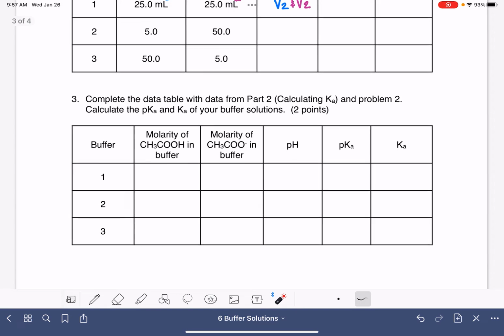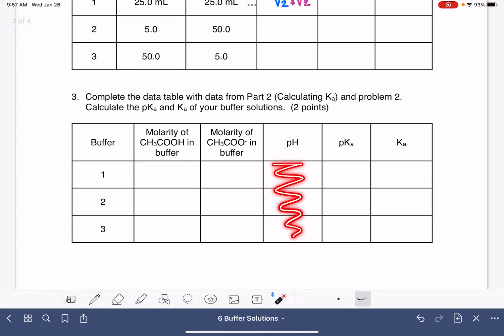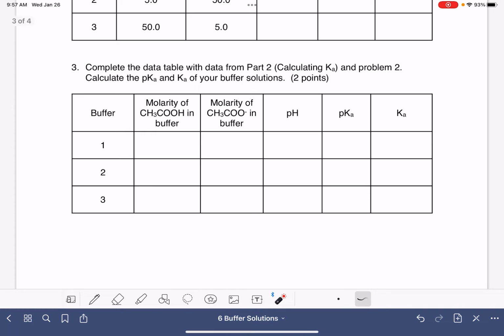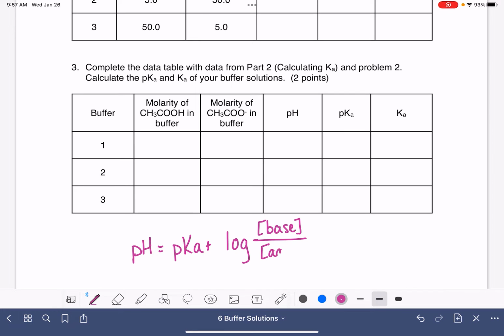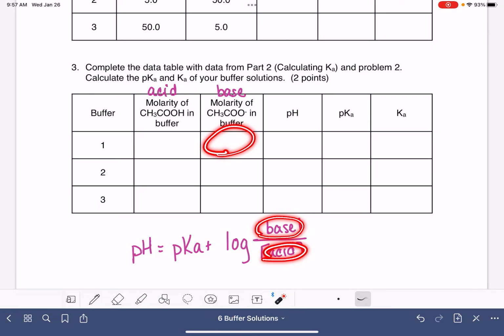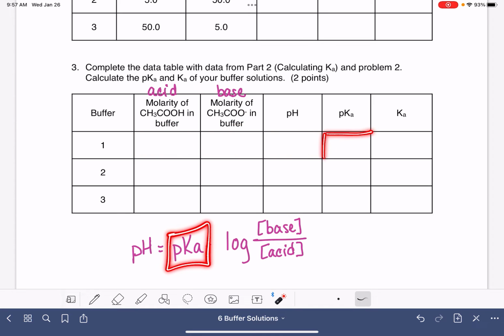So you'll just copy those down, and then you'll report here the pH that you recorded from the lab, from the experiment. Then once you get that, you're going to be able to calculate the pKa using the Henderson-Hasselbalch equation. pH equals pKa plus the log of the concentration of the base over the concentration of the acid. This is our acid and this is our base. So we know the concentration of the base, we know the concentration of the acid, we know the pH, and so we have everything we need to solve for pKa.